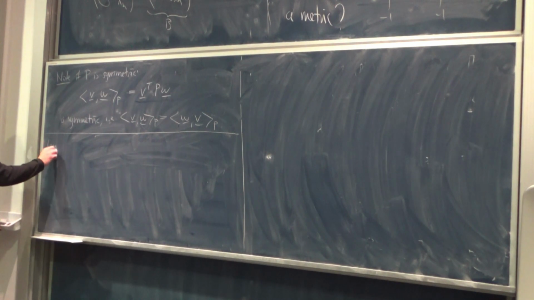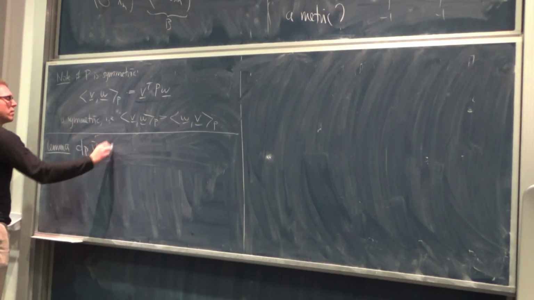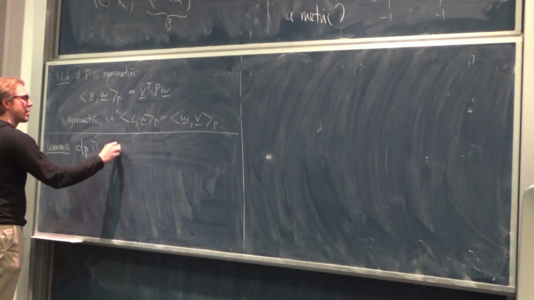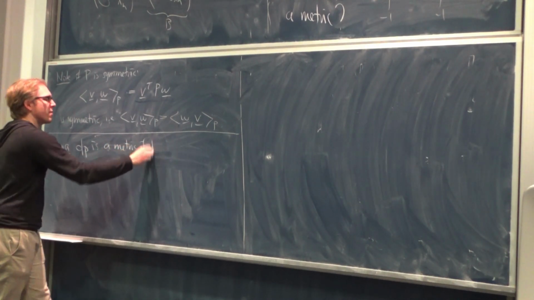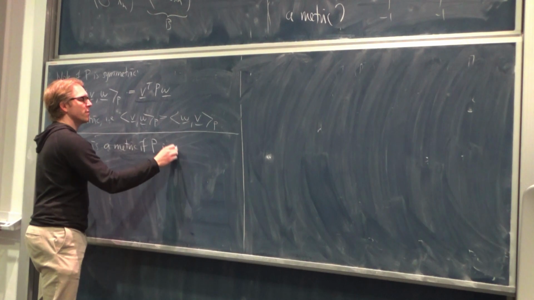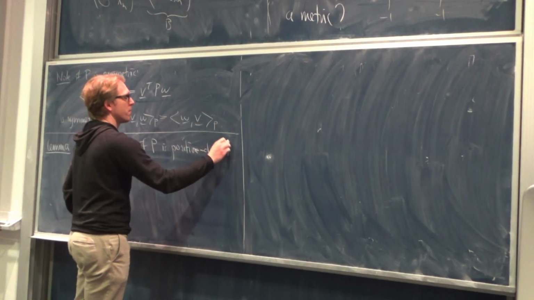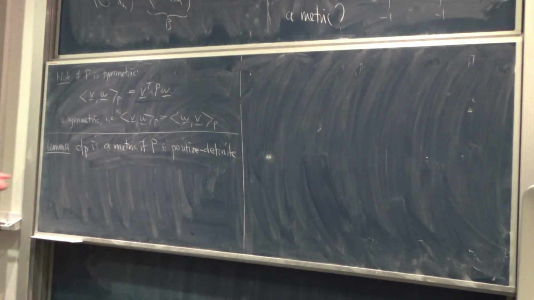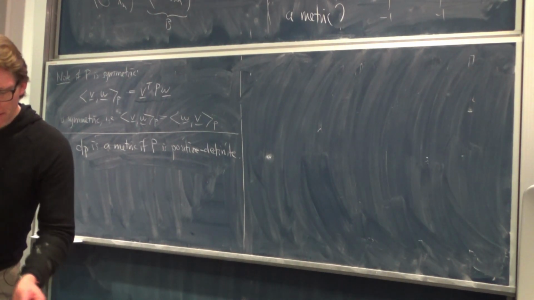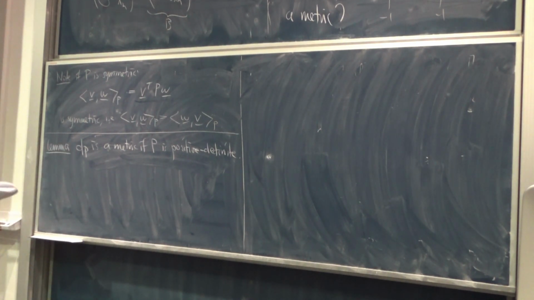All right, so lemma: P is a metric if P is positive definite. And that's as much as you could possibly hope for, right? Positive definite is necessary, and we're saying it's also sufficient. Okay.